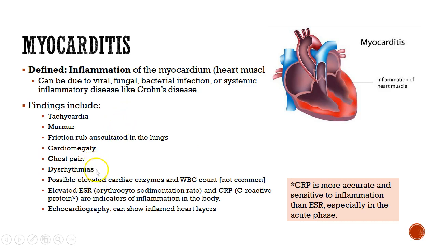you're going to have issues with how the heart functions, how it pumps. So you'll see dysrhythmias. You can see that it is swollen, so the cardiomegaly. Can have a friction rub auscultated in the lungs, and it depends on what the cause is. You may see elevated cardiac enzymes and increased white blood cell count, but that's typically not common. And again, those inflammation markers in the labs of the elevated ESR and CRP, which are indicators of inflammation in the body. And of course, an echo will show the inflamed heart layers.